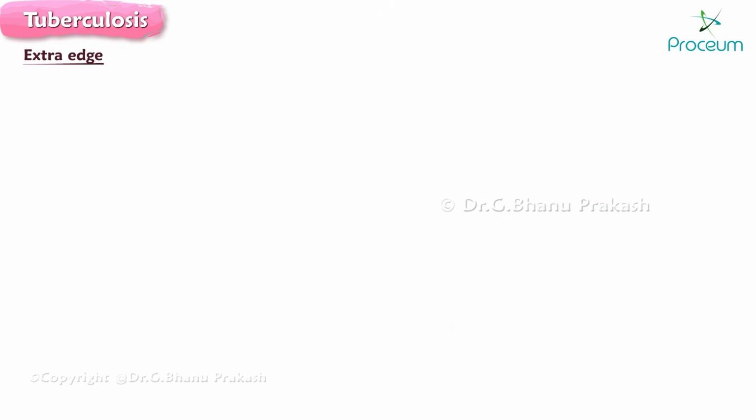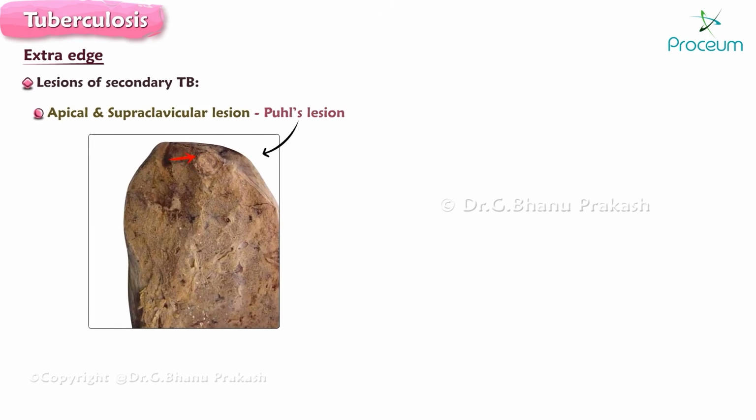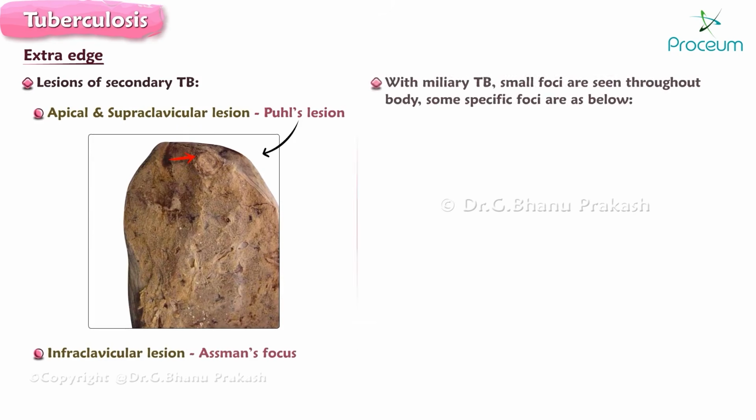Extra edge. Lesions of secondary tuberculosis. Apical and supraclavicular lesion of pulmonary tuberculosis is known as Puhl's lesion. Infraclavicular lesion of pulmonary tuberculosis is known as Assmann's focus. With miliary tuberculosis, small foci are seen throughout the body. Some specific foci are as below.